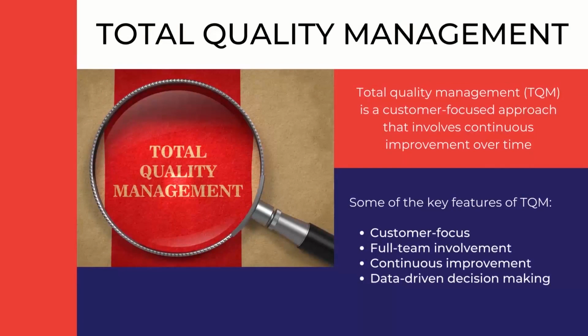Total quality management, or TQM, is a customer-focused approach that involves continuous improvement over time. This method is often used in supply chain management and customer satisfaction projects. TQM depends heavily on data-driven decisions and performance metrics. During the problem-solving process, you use success metrics to decide how to improve a process. Companies will use TQM diagrams to troubleshoot quality issues. Some of the key features of TQM are: first is customer focus.